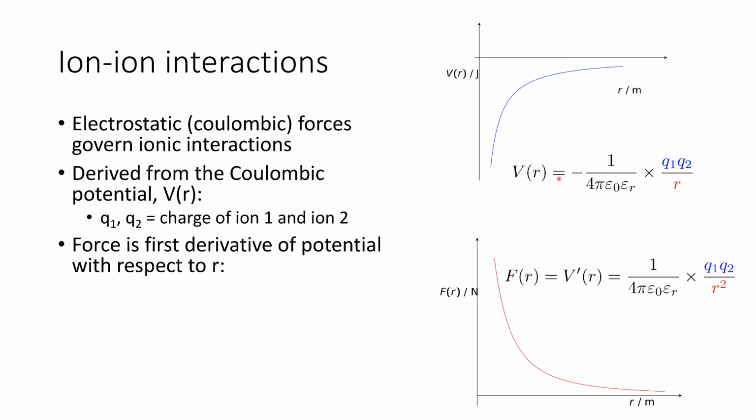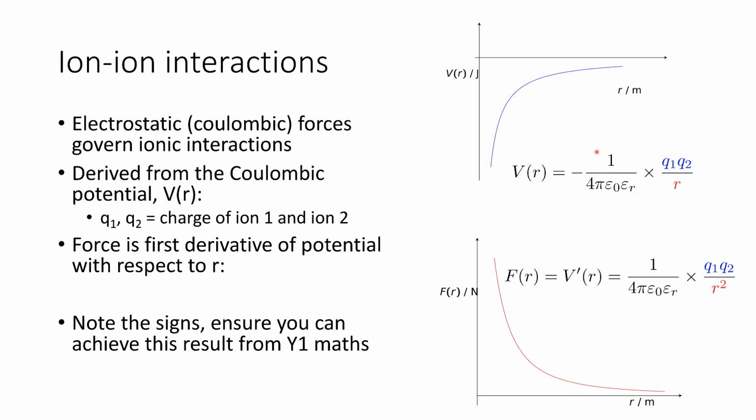It's particularly important to pay attention to the signs, the negative here versus no negative here. Make sure that you can achieve this result. So make sure that you can do a first derivative of this expression with respect to R and come up with this final answer. If it helps, this 1 over 4 pi epsilon naught epsilon R is simply a constant, and you only need to worry about this section. Just make sure you can reproduce that.